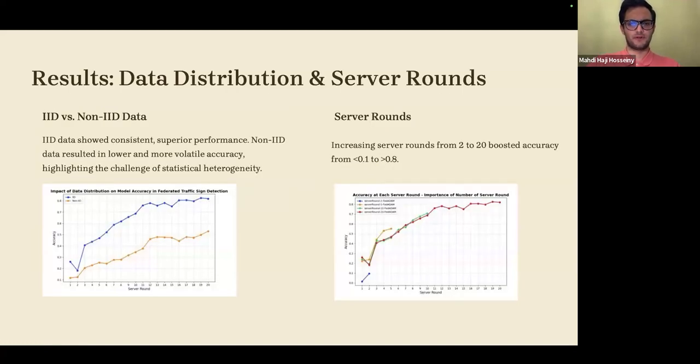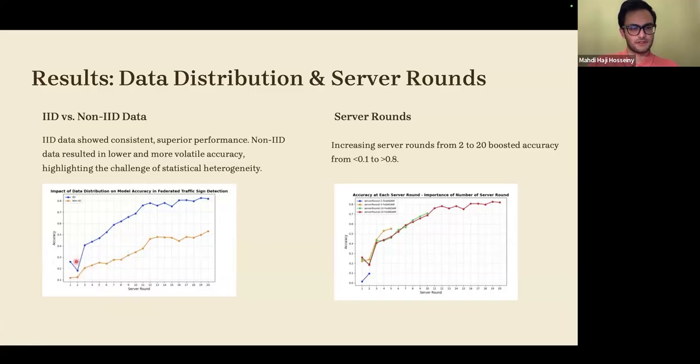The first result that we got, as we expected, was IID, which stands for independent and identical distribution, versus non-IID. The IID was much better, as McMahan, who is one of the first researchers who introduced FL, explained: IID distribution is most of the time better than non-IID. So this is the result which showed.